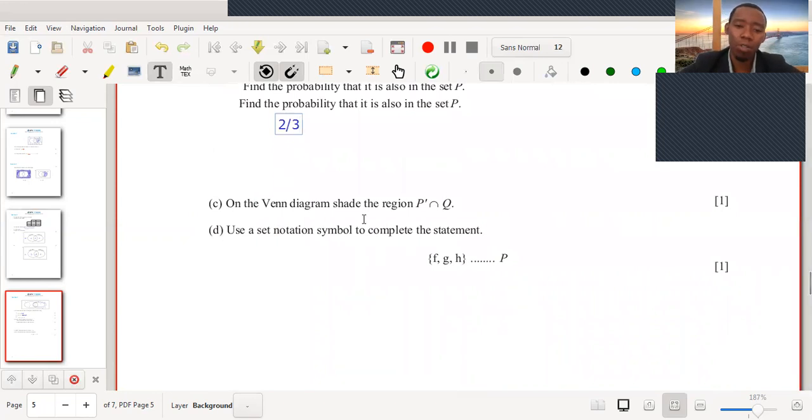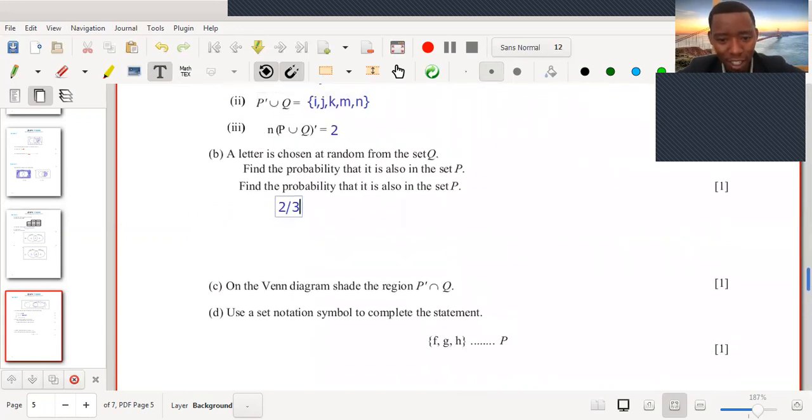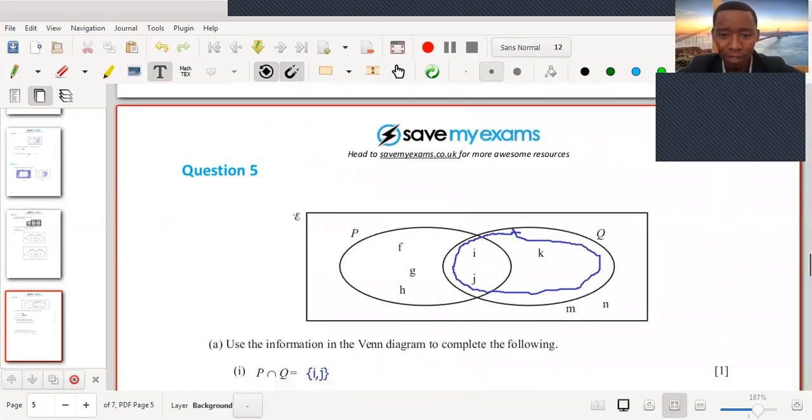On the Venn diagram, shade the region P complement intersection Q. Let's shade it. P complement intersection Q. That means something which is outside P and then intersection Q.